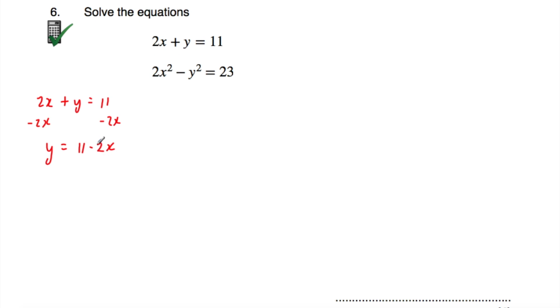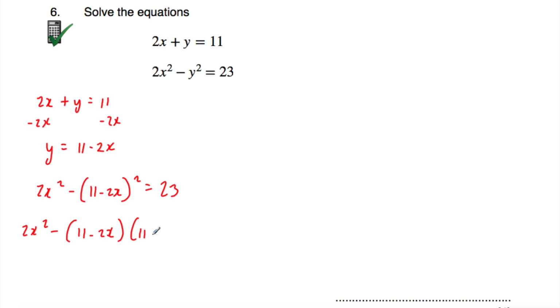Now what we're going to do is substitute it into the second one. So we had 2x squared minus y squared equals 23. And instead of the y, we're going to write 11 minus 2x. So that's going to be 2x squared minus, and then in brackets, 11 minus 2x, close brackets, squared. And then that's equal to 23. Now let's expand our brackets and simplify. So it's going to be 2x squared subtract, and then I'm going to write the bracket out twice. So 11 minus 2x, and then again 11 minus 2x, because we're squaring the bracket, we're multiplying the bracket by itself. And then that's equal to 23.